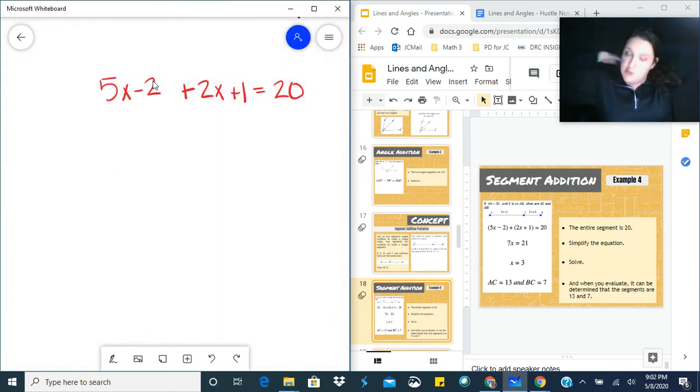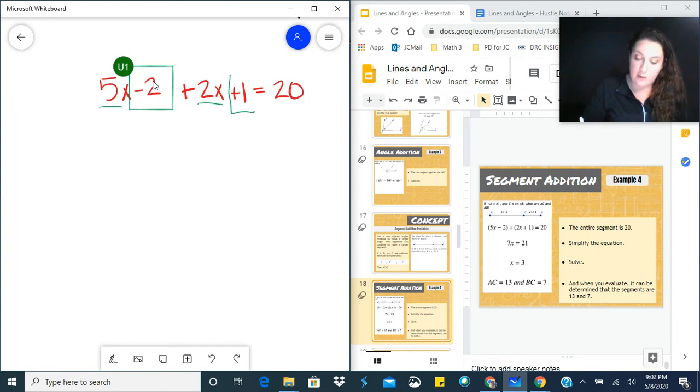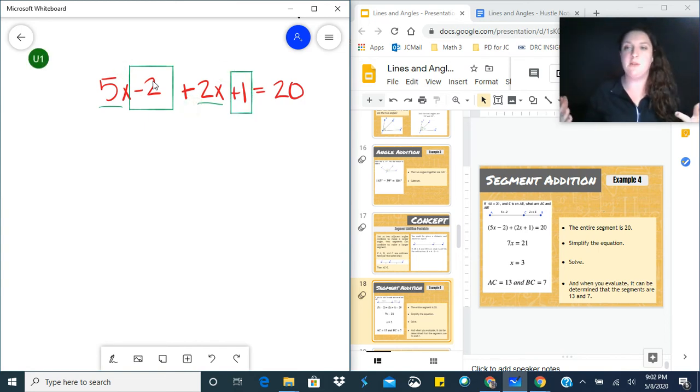So here's your numbers, right? First things first, combine your like terms. My like terms in this are 5x and 2x, and then 2 and 1. Step 1: I'm going to combine those like terms to eliminate a few steps.